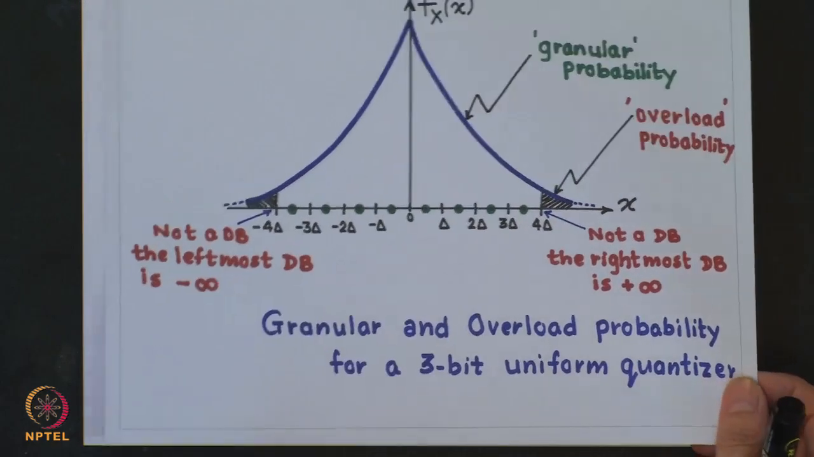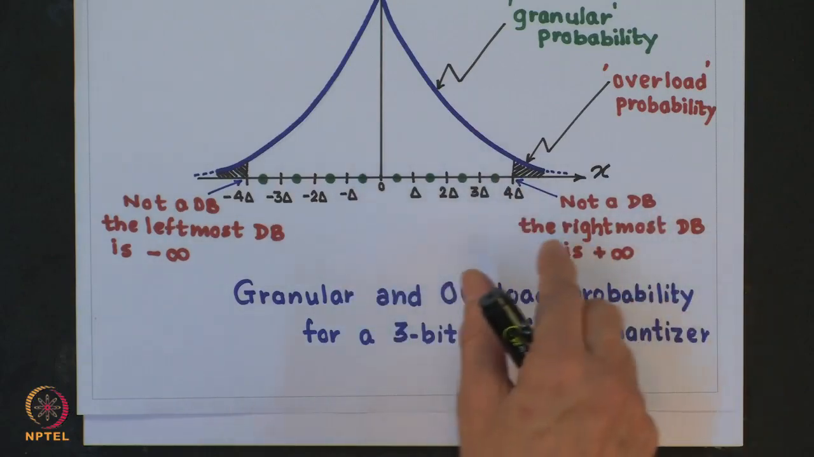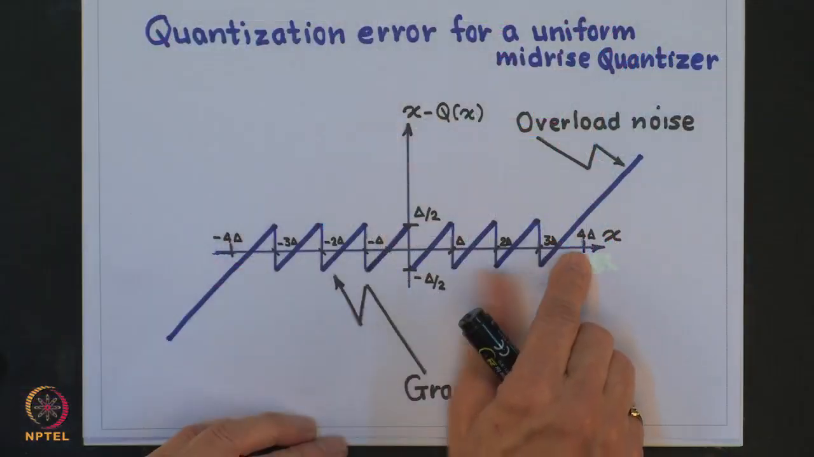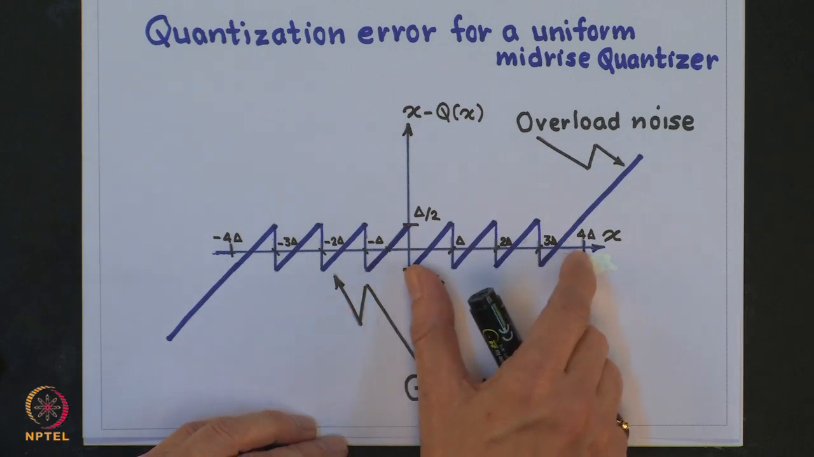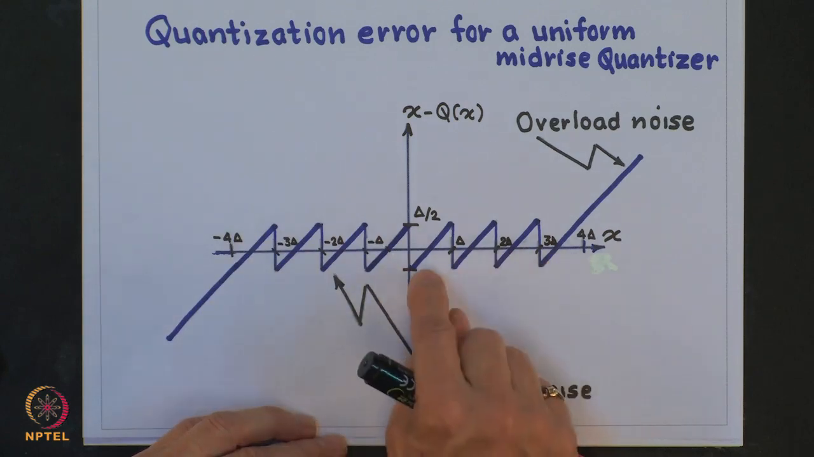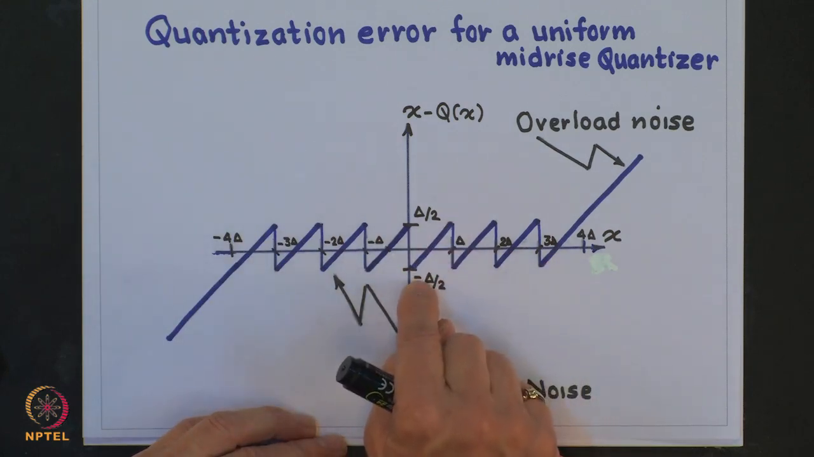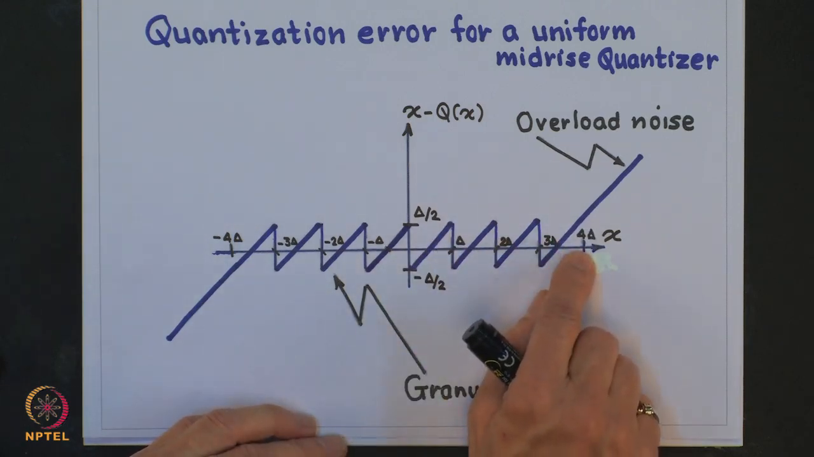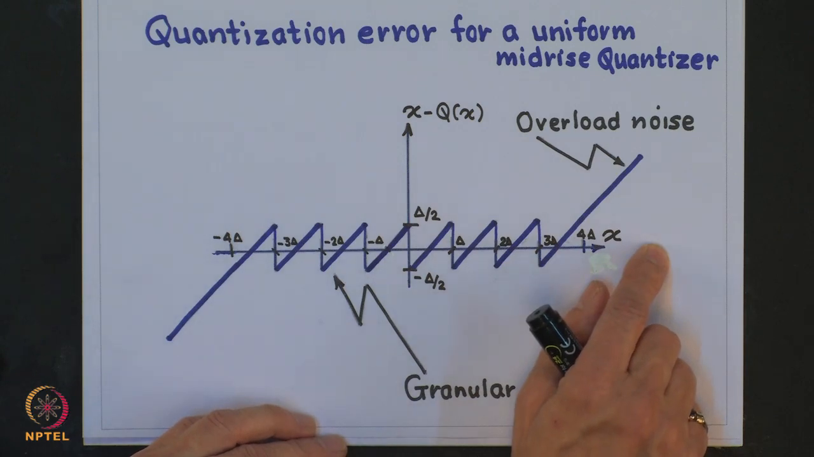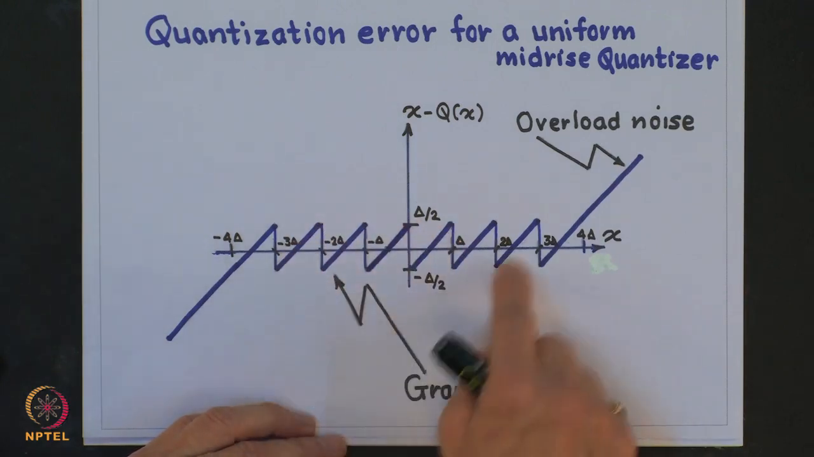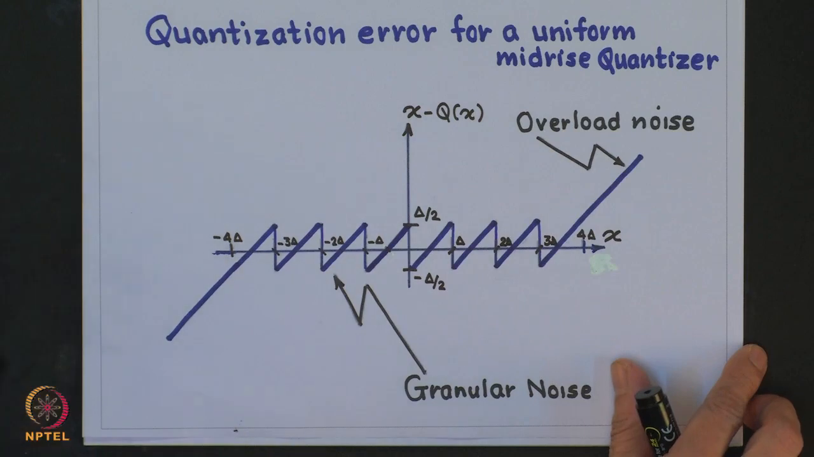Now, if you plot the quantization error which we will get from this kind of input PDF, it will look something like this. Up to 4 delta, from 0 to 4 delta, whatever I say on the positive side is valid on the negative side. You will see the quantization error goes from minus delta by 2 to plus delta by 2, correct? So, this is the way it will fluctuate. But once we go beyond 4 delta, what happens is the overload noise. So, this is the granular noise and this is the overload noise.